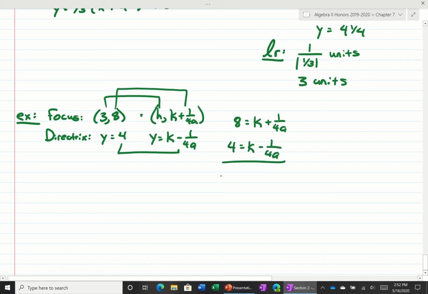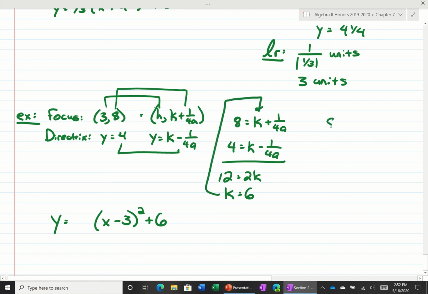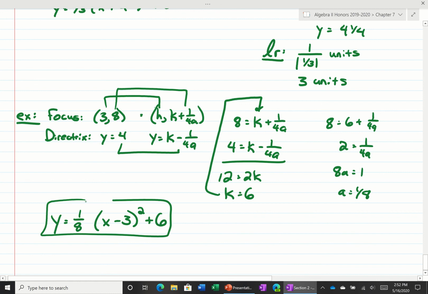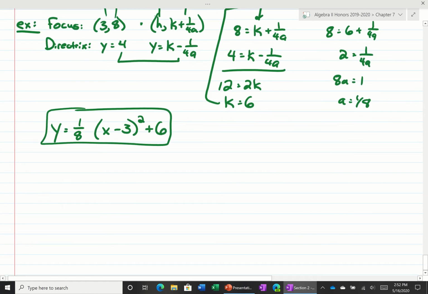So if we add them together, we get that k is equal to 6. And h is 3. And we just need to figure out what a is. So if k is 6, I'm going to plug that in right here. And I get 2 equals 1 over 4a. So 8a is equal to 1. A would be 1/8. All right, so that's a good review with parabolas. Then moving on to section 7.3. Section 7.3, we were talking about circles.